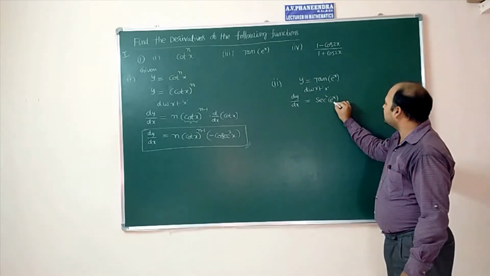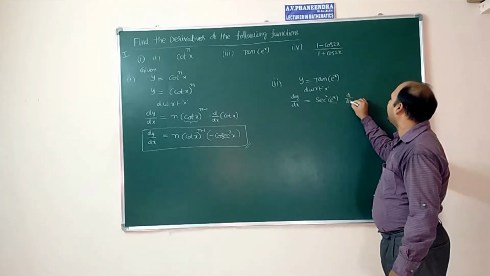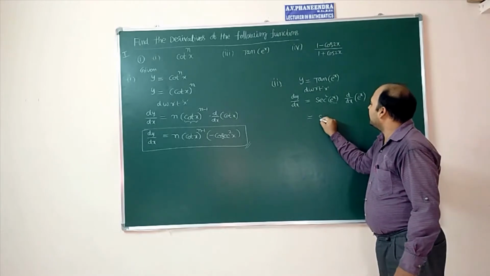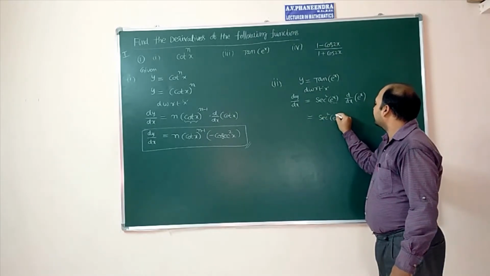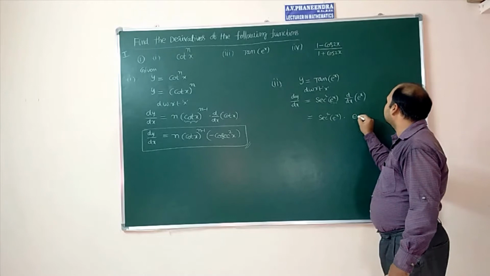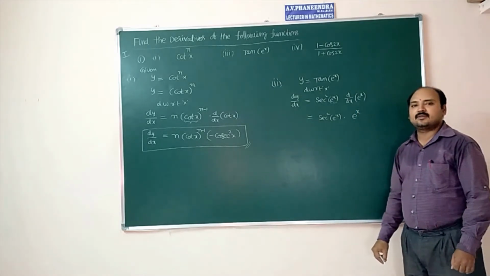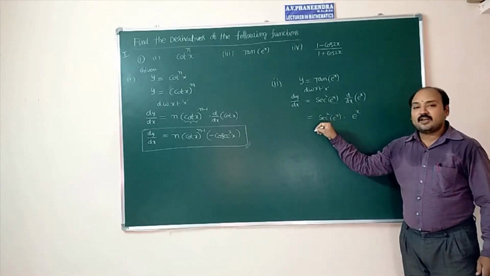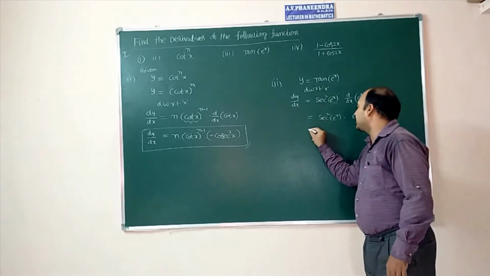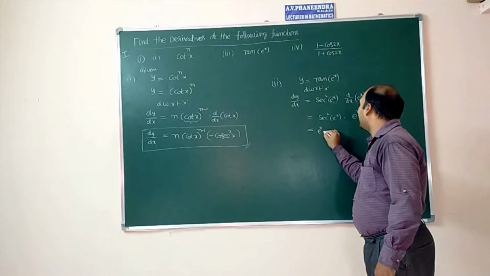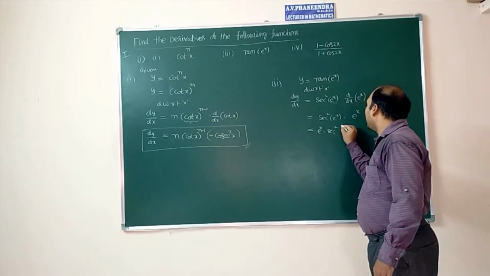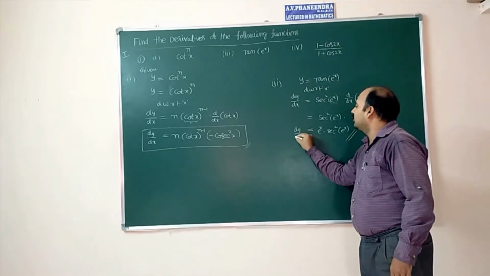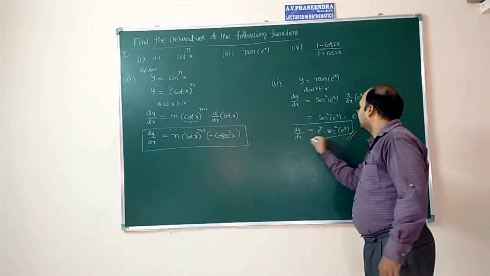After that, e power x also we differentiate, into d by dx of e power x, which is equal to secant square of e power x into e power x. Don't multiply these two. Here e power x is the function involved inside the secant square function. Therefore, we can write it as e power x into secant square of e power x. This is the value of dy by dx.